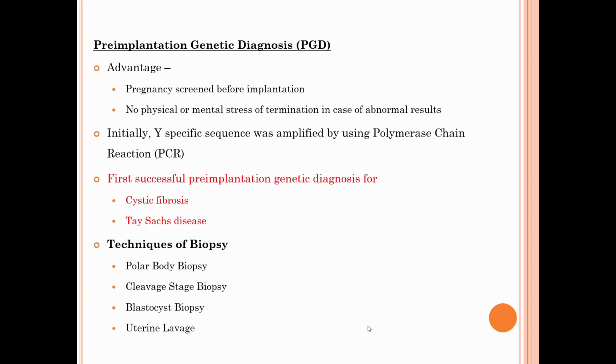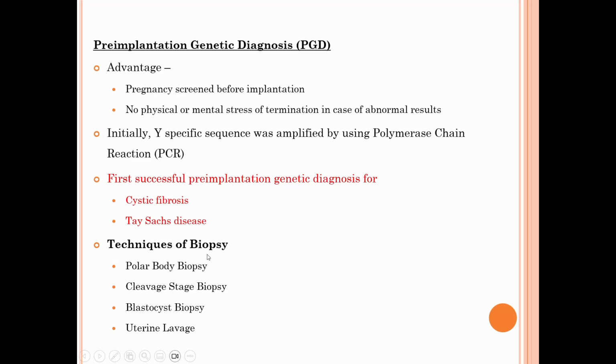What are the newer techniques? So first one is PGD, that is pre-implantation genetic diagnosis. Advantage: pregnancy is screened before implantation. No physical or mental stress of termination in case of abnormal result. Initially, Y specific sequence was amplified by using PCR, that is polymerase chain reaction. First successful pre-implantation genetic diagnosis was done for cystic fibrosis and Tay-Sachs disease.